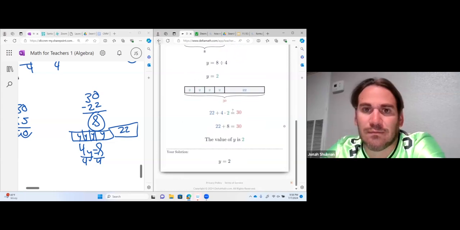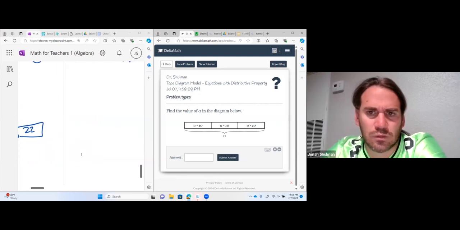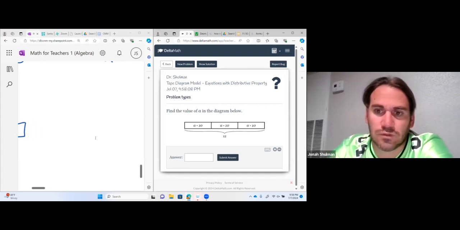And we did the exact same thing they did, which is always nice. All right, so let's try the next one. So here's the next one. We have to find the value of A in this tree diagram below. This is using the distributive property, right? We have to know what all of our properties are.